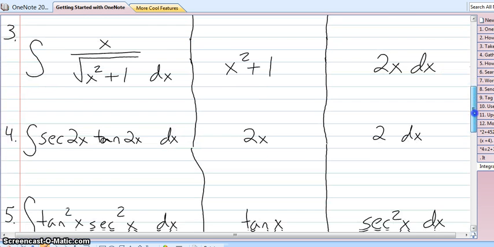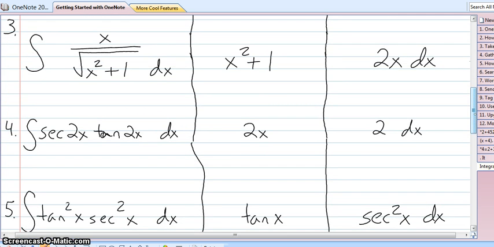Alright. For number 3, we have x divided by the square root of x squared plus 1. So the function inside the parentheses would be the x squared plus 1, which is the middle column. Take the derivative of that, and you would have 2x, which is your du.